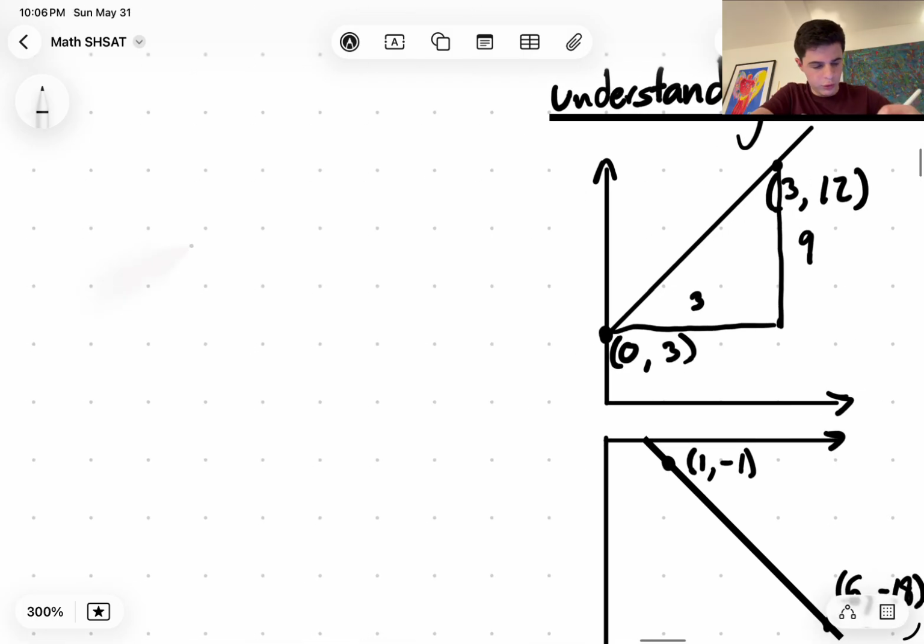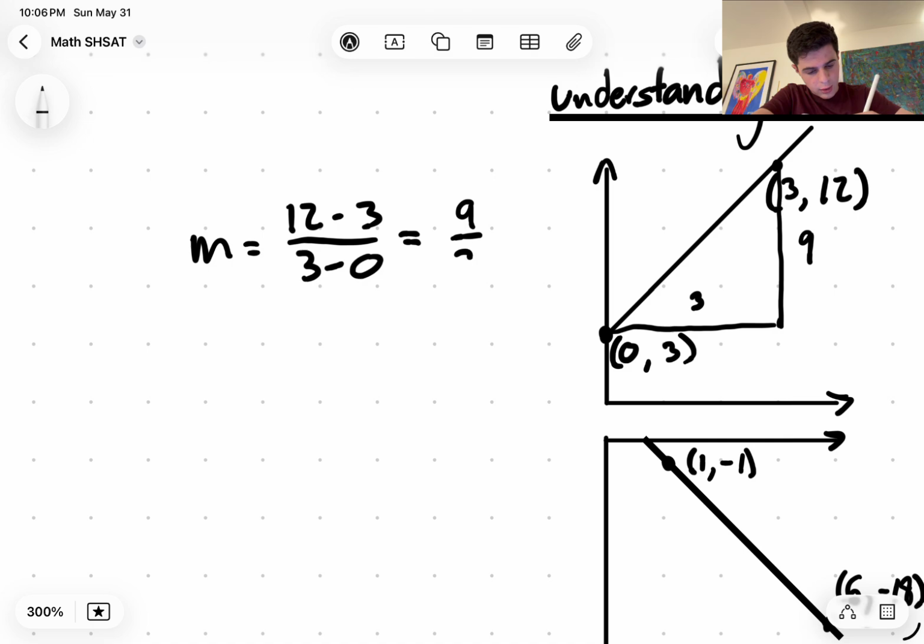So I'll just do that using the formula as well, where we do 12 minus 3 over 3 minus 0, right? So we get 9 over 3. So our slope is going to be 3. For every one x, we're going to go up 3, right? And if you have 3 x's, you're going to go up 9, right?